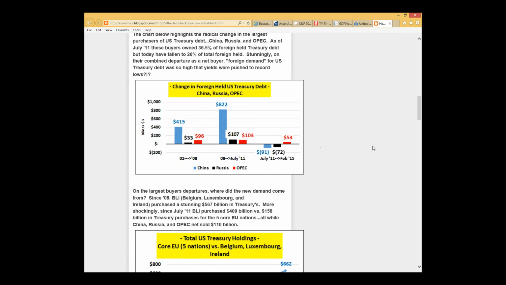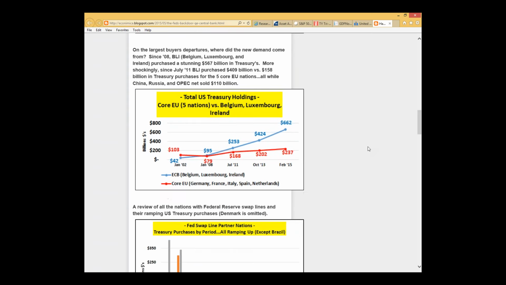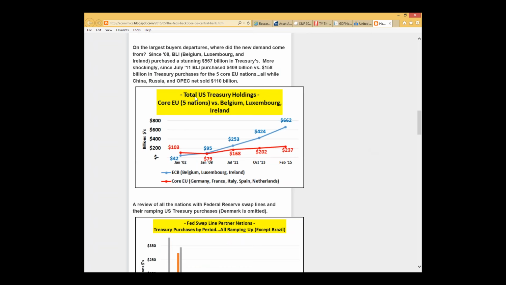So who's buying U.S. Treasury debt now to make up for the natural buyers not being in the market anymore when the U.S. is running a trade deficit? Here he shows the total U.S. Treasury holdings for the core EU countries: Germany, France, Italy, Spain, Netherlands. These are the larger economies of Europe. That's the red line here, but we don't see very much increase from January 2002 through February 2015. Where we see the larger increase is from some of what he calls the ECB countries, for European Central Bank. These are relatively small countries. When they show up on the TIC, that's the Treasury capital flow reports that come out on a monthly basis.